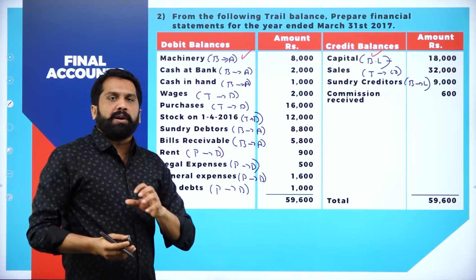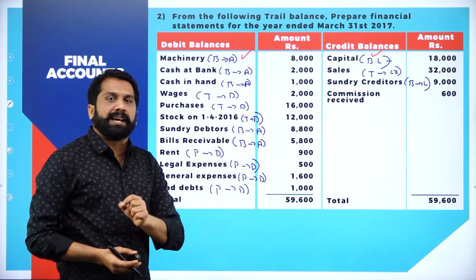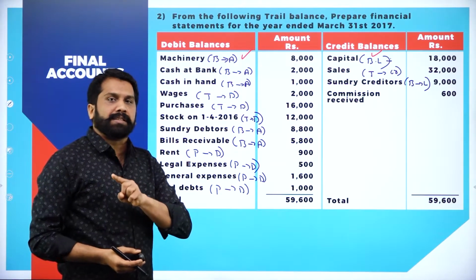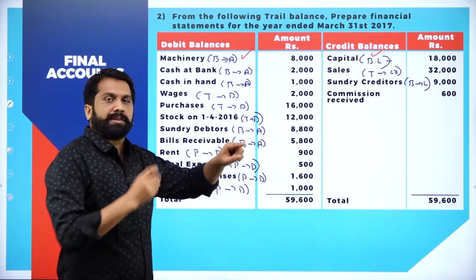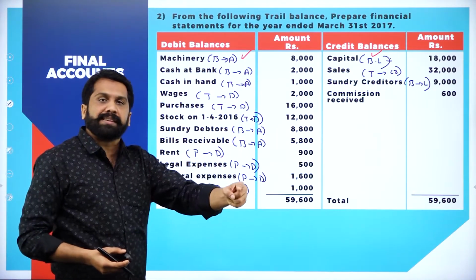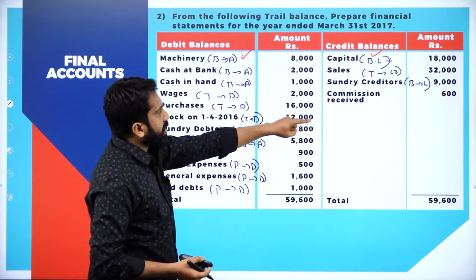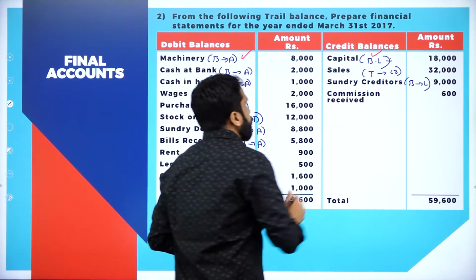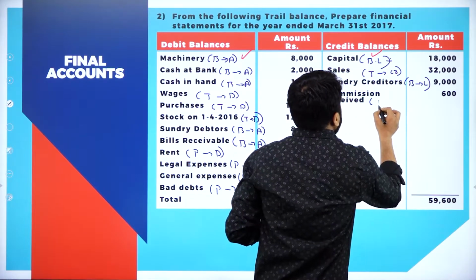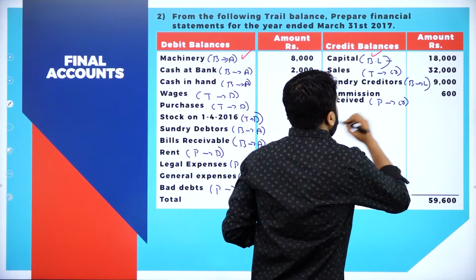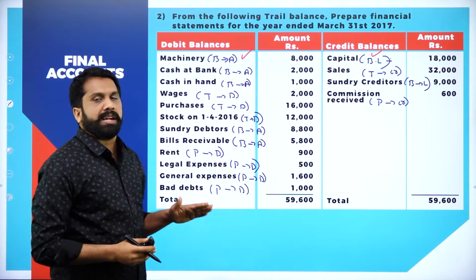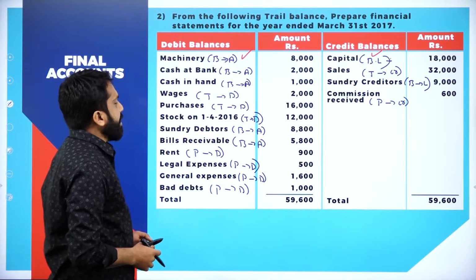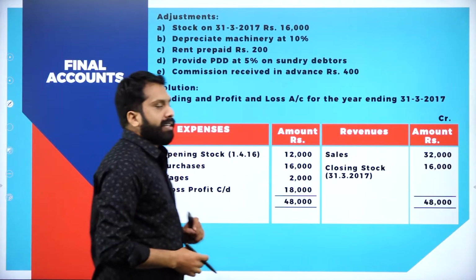As I told you, all the indirect expenses come under profit and loss account. All indirect incomes come under your profit and loss account credit side. Why is it credit side? Because the amount is in credit balance. We should write it under credit balance only. Now, commission received, profit and loss account, credit side. So this is the first step we have to do in final accounts. Once it is done, we'll check adjustments.